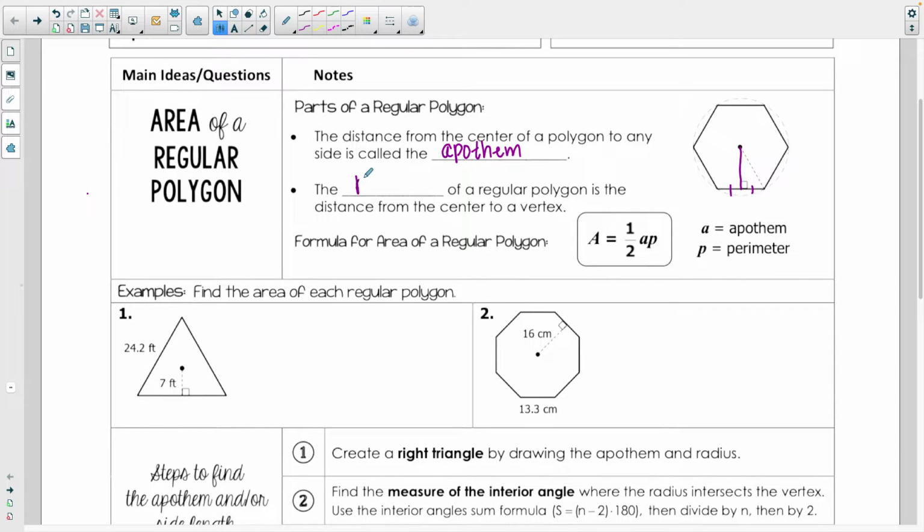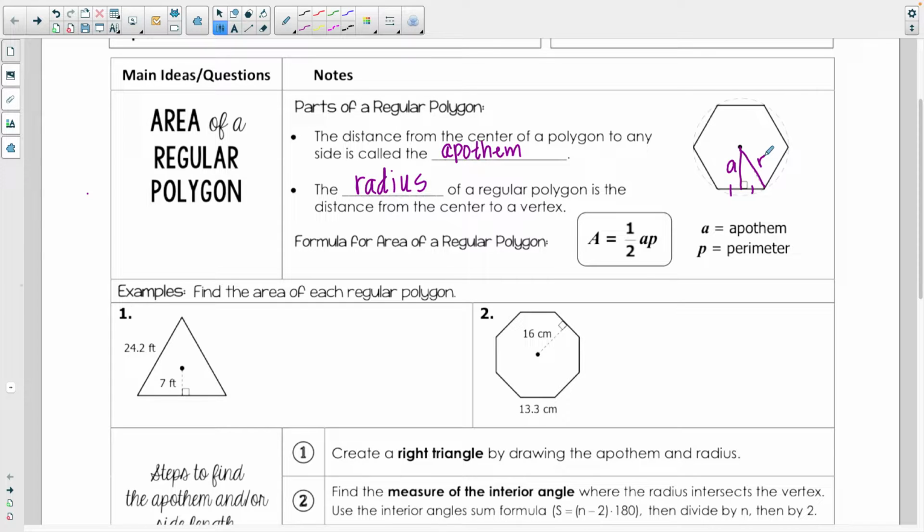The radius of a regular polygon is the distance from the center to a vertex. So this is your apothem, this is your radius. So think about your polygon inside of a circle. Your apothem is going to the side, so it doesn't reach the side of the circle, but your radius would reach the side of a circle. Okay, so look at the difference between apothem and radius. Formula is 1/2 apothem times perimeter.